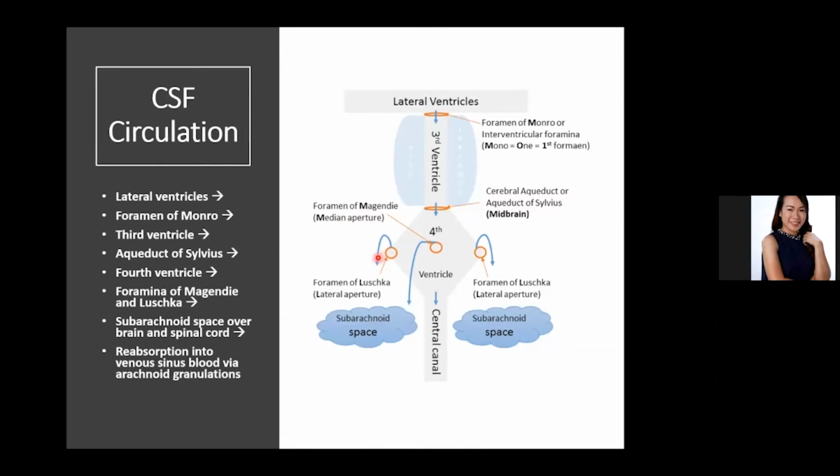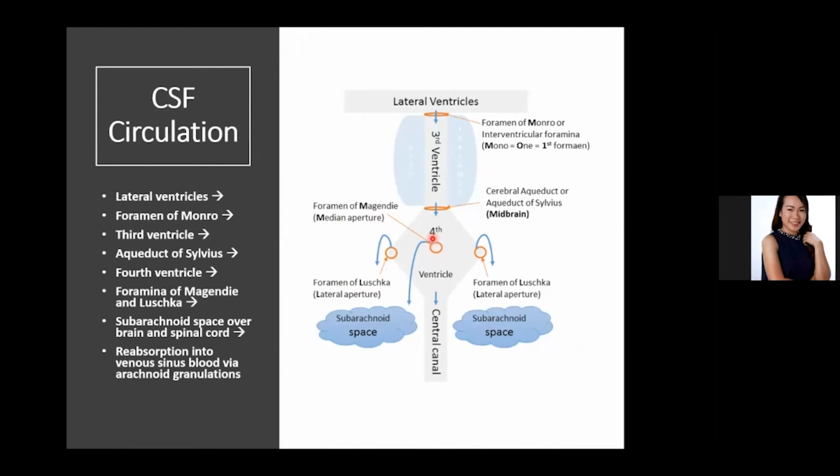So we have the foramen of Luschka. These are your lateral apertures. So L is to L: Lateral is to Luschka. Median is to Magendie. So it's easy to remember. These are the foramina that you have to remember.